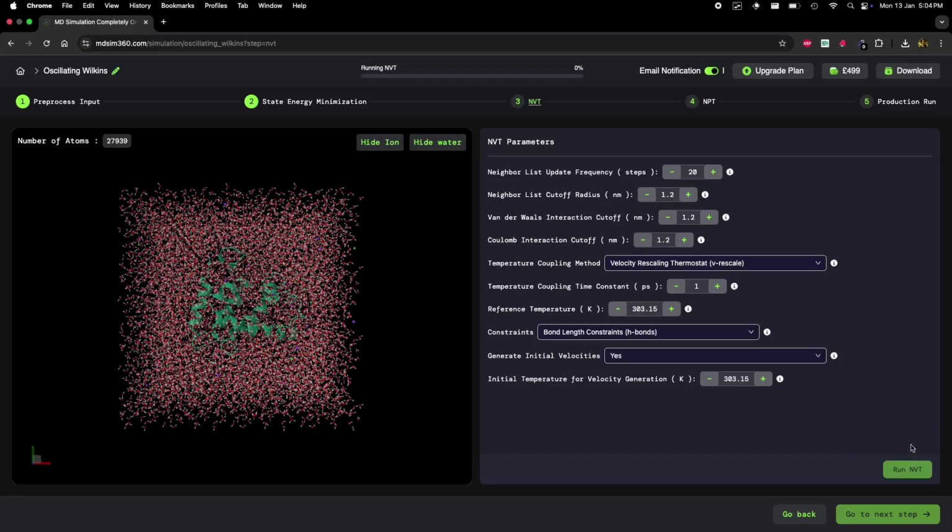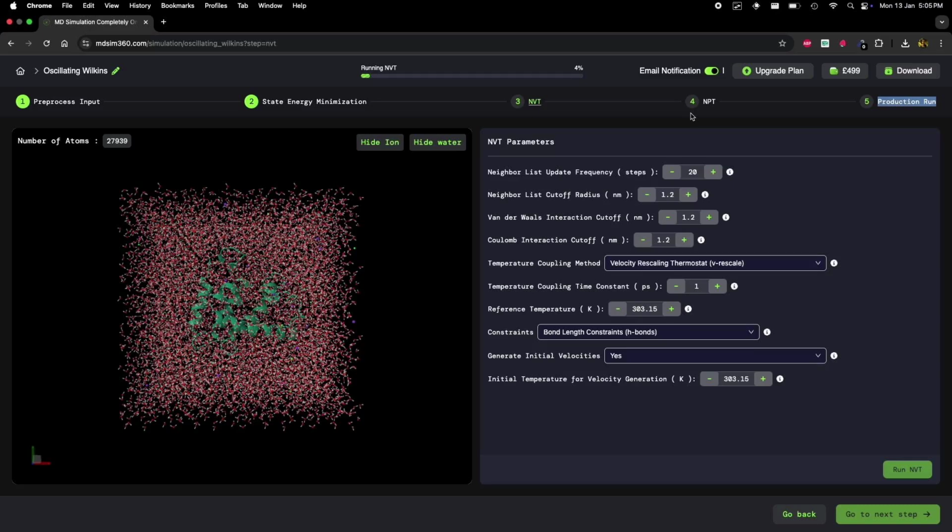As the simulation begins, you'll see the progress bar filling up, indicating how far along the step is. NVT simulations take a bit longer than energy minimization, but this is when we really begin to stabilize the system's temperature. Keep in mind, simulations like these consume more computational resources, which is why the process might take a little longer. For our current system, with around 28,000 atoms, this step might take around 5 to 10 minutes to complete.